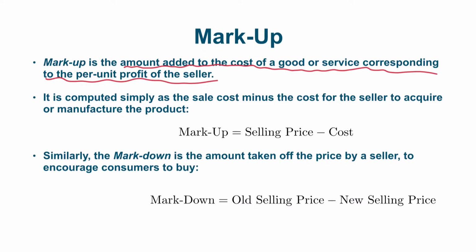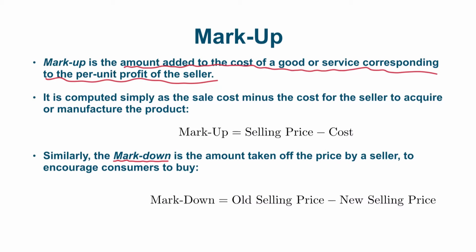A different notion is what's called the markdown, which says I'm going to take something off the price, for example, to encourage people to buy it. Maybe I have lots of leftover inventory from 2016 that I want to get out no matter what before the 2017 objects come in. So I'll reduce the price by a certain amount to encourage consumption. How they are computed is basically the same. The markup is the inflated selling price minus the cost of production. For markdown, you take the old selling price and subtract the new one.